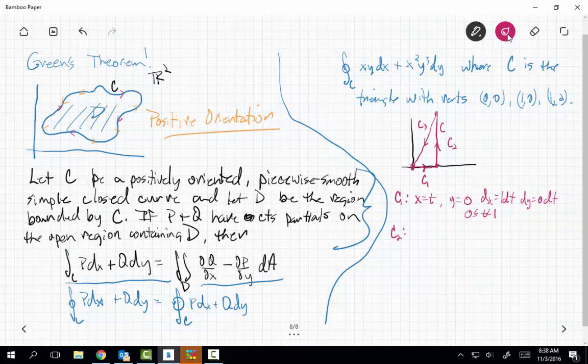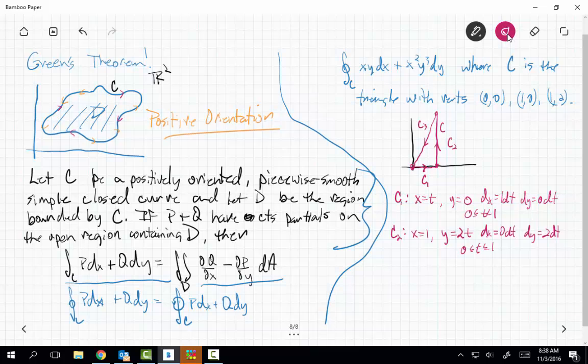What's C2? Well, in this case, so C1, then I go up here, right? Now x is going to be 1, so x is 1. And I'm going to let y equal, how about 2t? That works, doesn't it? Because when t is 0, y is 0, which is what I want. When t is 1, y is 2. I'm all good, right? dx is equal to 0 dt. dy is equal to 2 dt. And this again is for t between 0 and 1.